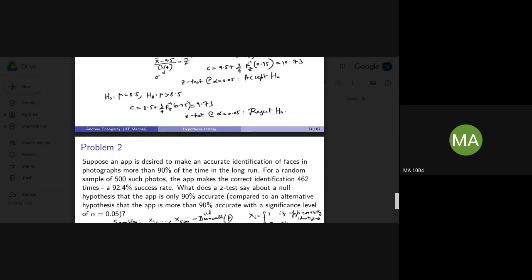Okay, anybody else who has solved this? Any answers? No one?